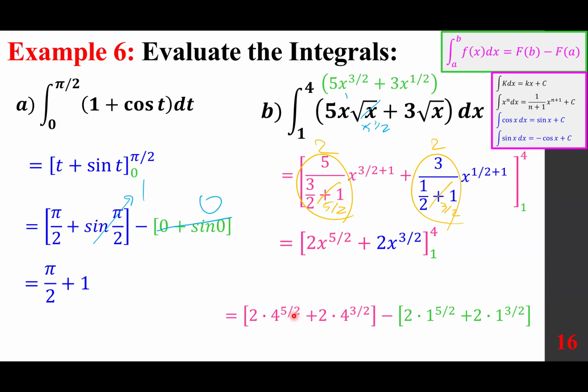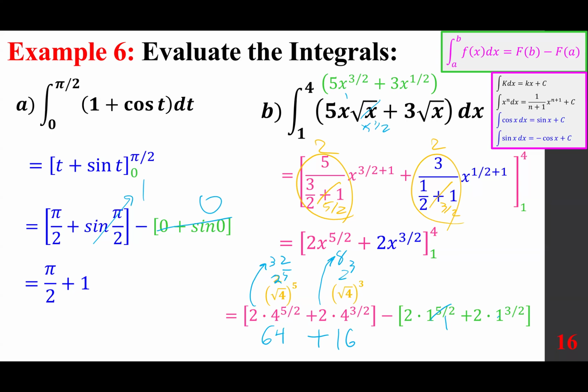4 to the power of 5/2 means square root of 4 to the power of 5. 4 to the power of 3/2 means square root of 4 to the power of 3. And this means 2 to the power of 5, which is 32. And 2 times that is 64. This means 2 cubed, which means 8. And 2 times that is 16.